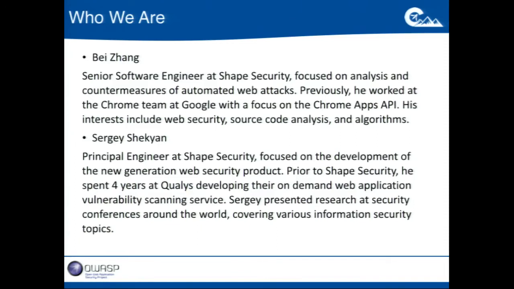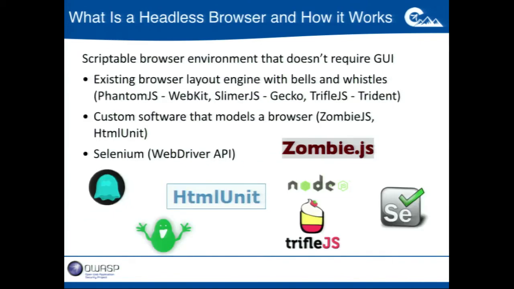So to introduce ourselves, my name is Bei Zan. I'm a software engineer at Shape Security. Before that, I worked for Google's Chrome team, focusing on the Chrome apps API, which contains a lot of security concerns. Currently I'm focusing on web security, source code analysis, and algorithms. And again, I'm an engineer at Shape as well. I work mainly on web security stuff. Prior to that, I was working at Qualys on a vulnerability scanner engine. And yeah, that's about ourselves.